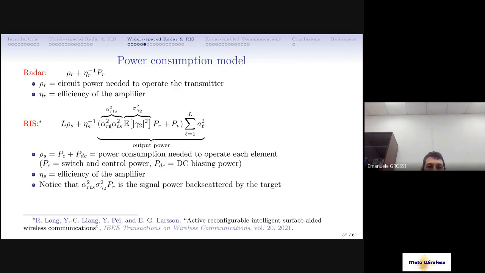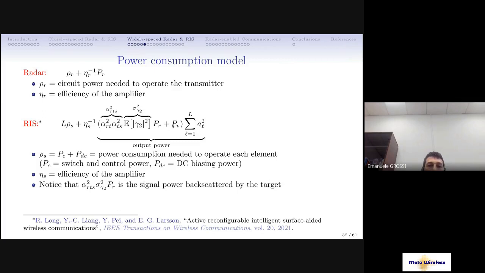The output power is clearly the fraction of power emitted by the radar, reflected back by the target, and attenuated by the path, which accounts for the path going from the radar to the target and from the target to the surface. So here you have the multiplicative path loss.